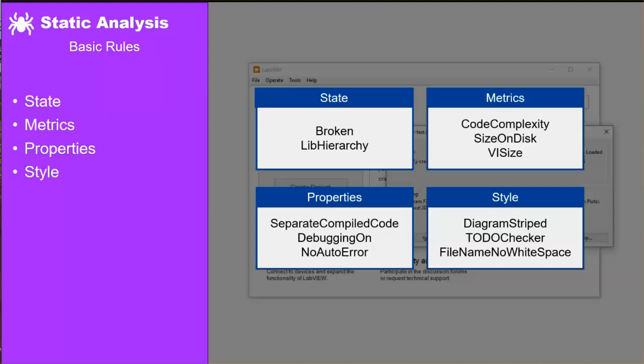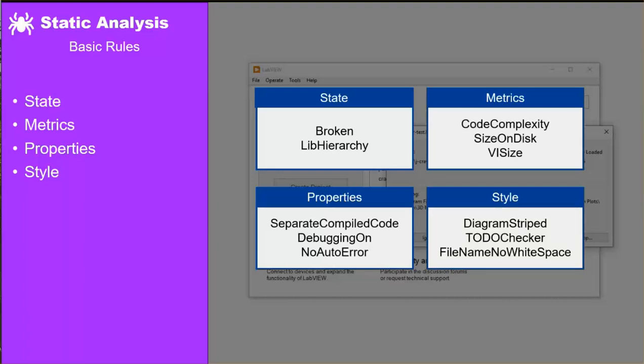We may enforce certain properties. In our project, we want everything to have separated compiled code. We prefer debugging to be on by default, and then automatic error handling to be off by default. And then finally, style, which is kind of the trickiest one, because now we're talking about things that are a little harder to enforce and a little harder to do.